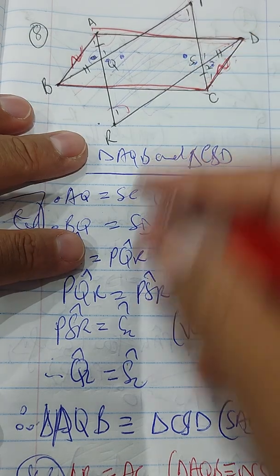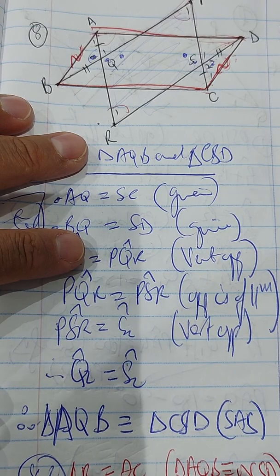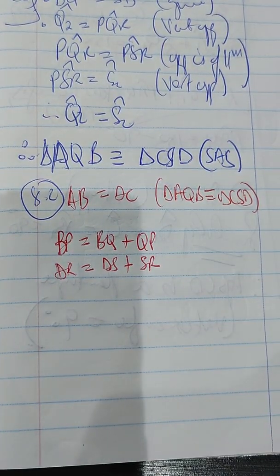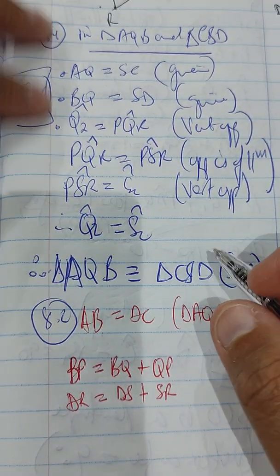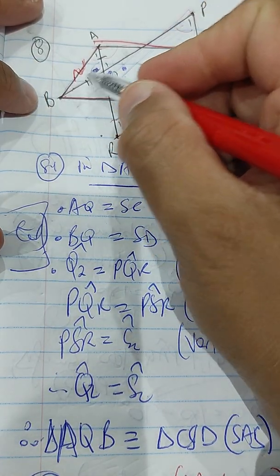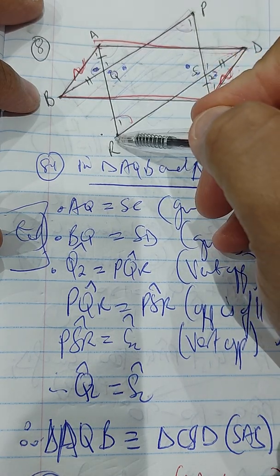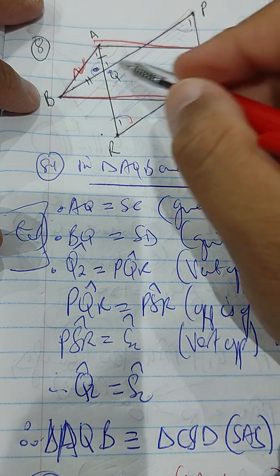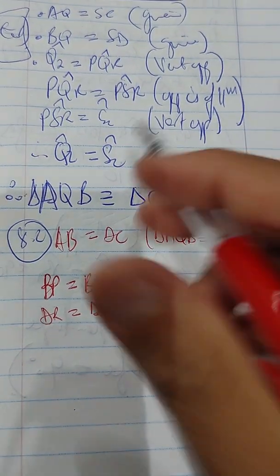And DR is equal to DS plus SR. Okay, so those lengths are represented as follows. We know from this diagram that BQ is equal to SD, that was given to us, and QP is equal to RS. Why? Because opposite sides of a parallelogram are equal. Okay, so let's write that down.